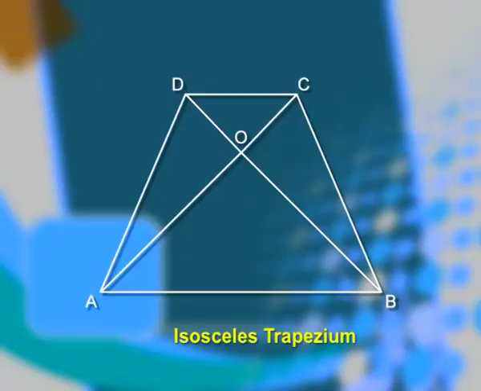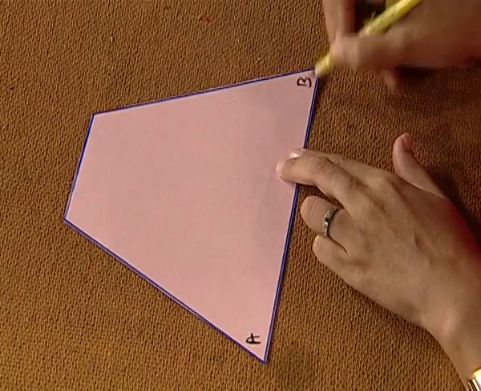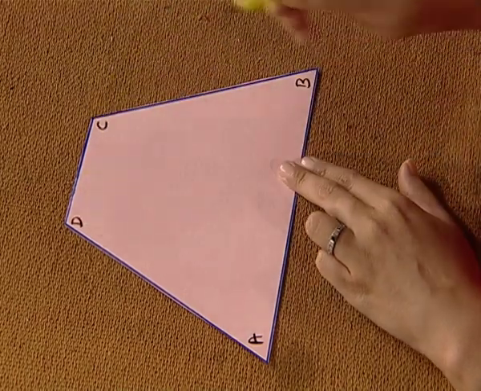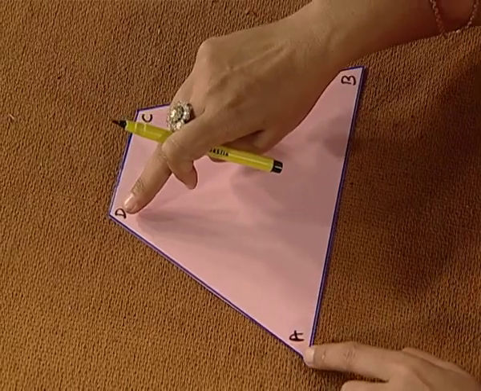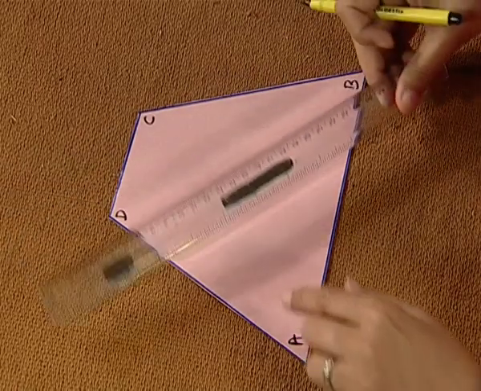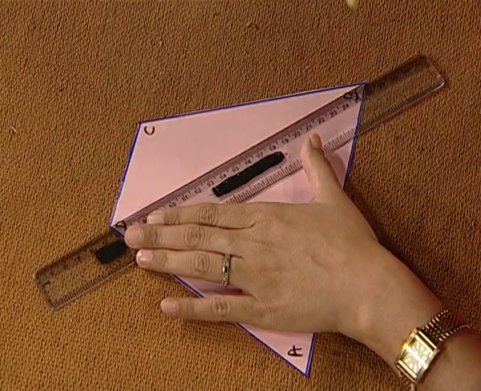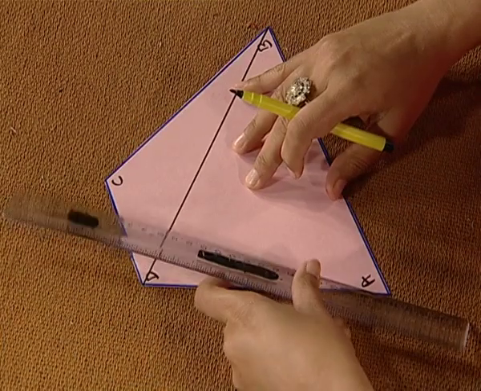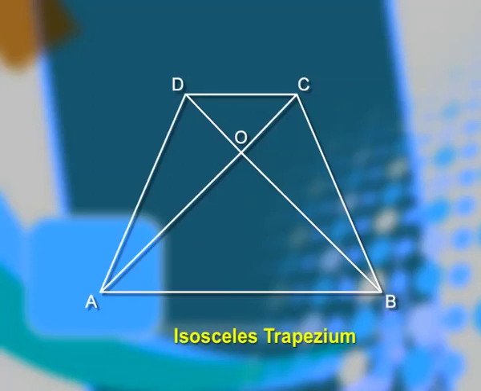Now, we will see what happens in the case of an isosceles trapezium. This is a cutout of isosceles trapezium. In this isosceles trapezium, we have AB parallel to CD and the two sides AD and BC are equal to each other. We will draw the diagonals. We join the vertices B and D. The first diagonal is obtained and we join the vertices A and C to get the second diagonal. The two diagonals meet at a point O.